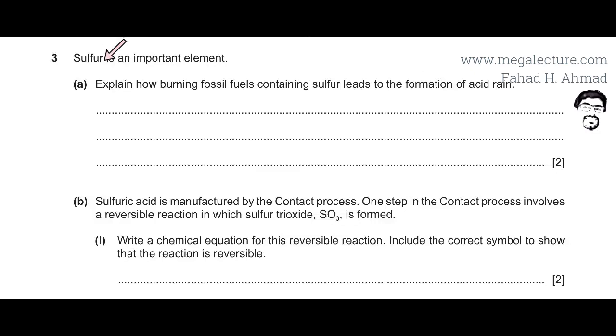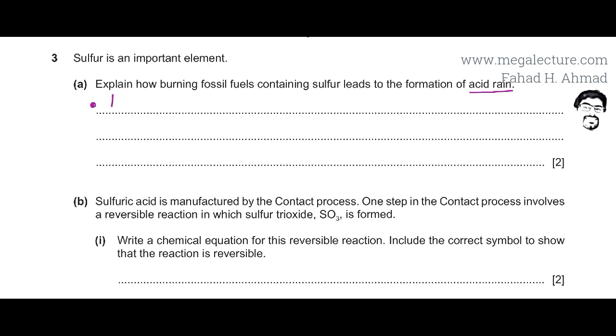The following question reads that sulfur is an important element, and explain how burning fossil fuels containing sulfur leads to the formation of acid rain. In this question, we have to give a stepwise explanation of how acid rain is formed. Step one: you burn fossil fuels that contain sulfur.